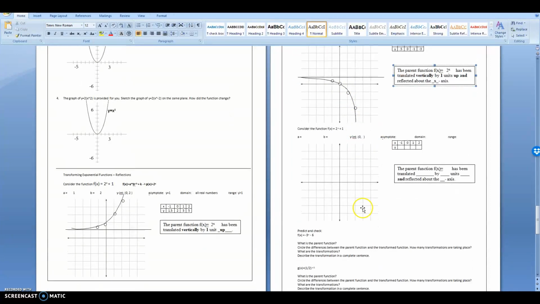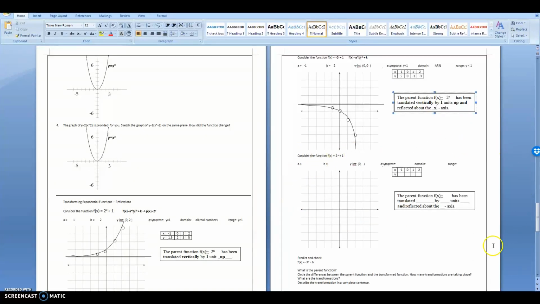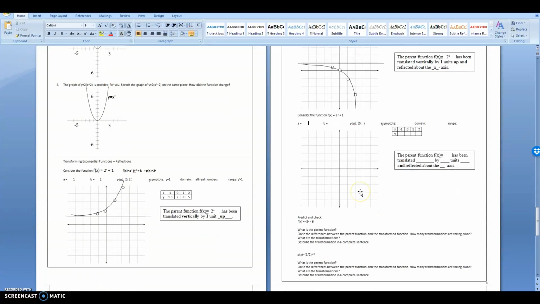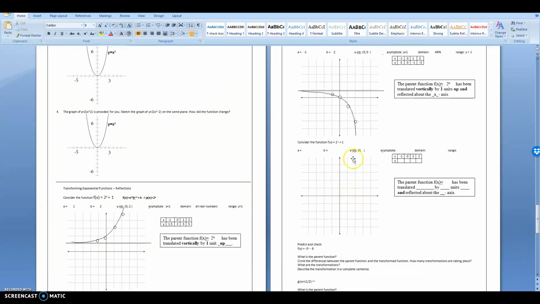So let me give you guys a few minutes, and I would like you guys to try this function out on your own. And I'm going to slowly fill in these parts for you, and let's discuss what happens. So now that you guys have had some time on your own, let's see what's happening here. Let's do the same thing and compare it to this function that was already vertically translated up, right?